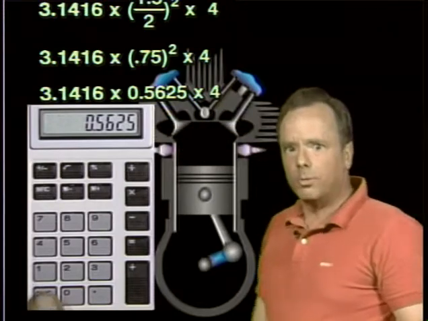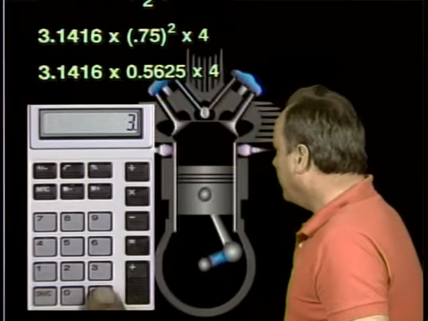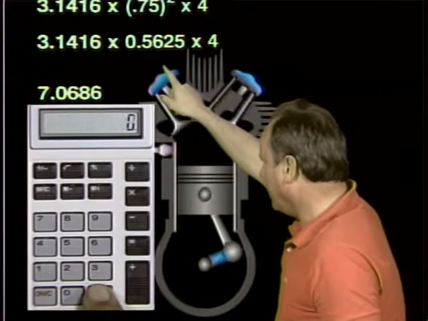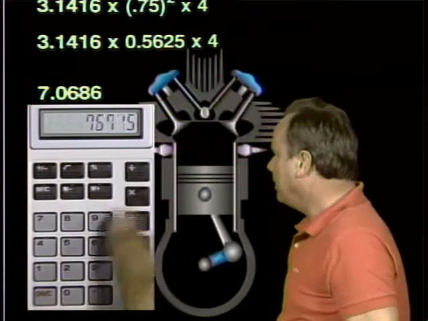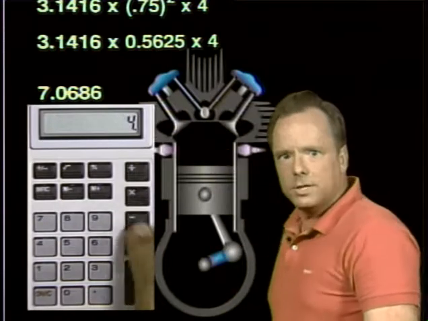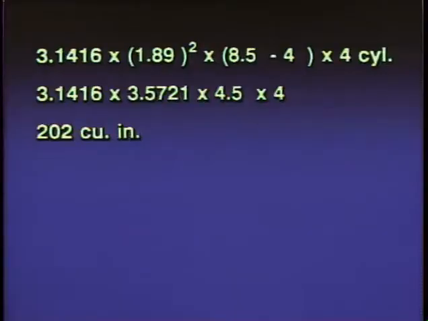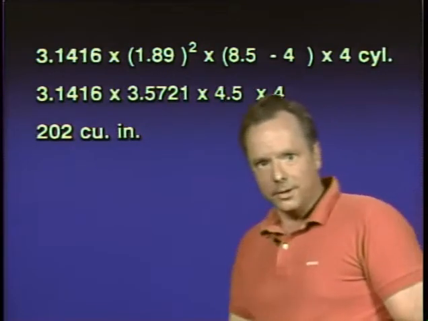So if you want to go ahead and just multiply all those out, we can find out what the displacement is. 3.1416 times 0.5625 times 4. And the displacement then works out to be just about 7.0686 cubic inches. Now that's the displacement of one cylinder. Let's you and I figure out the displacement of a 4-cylinder engine.